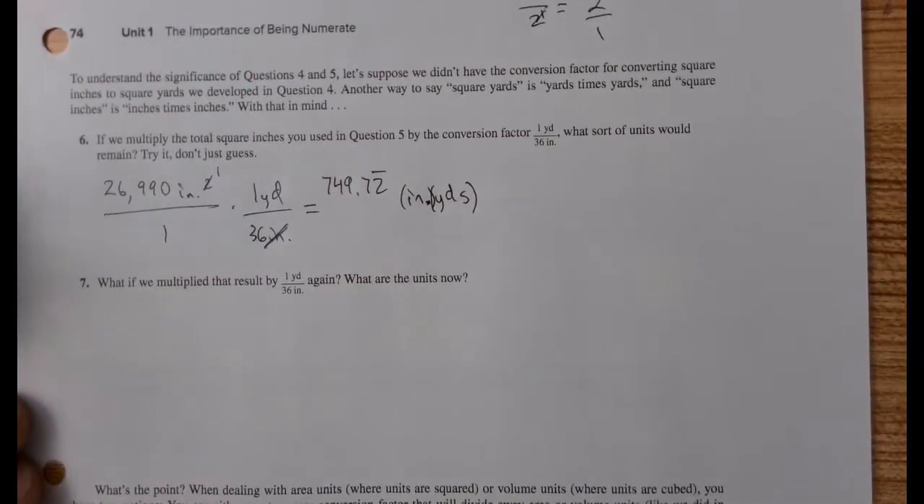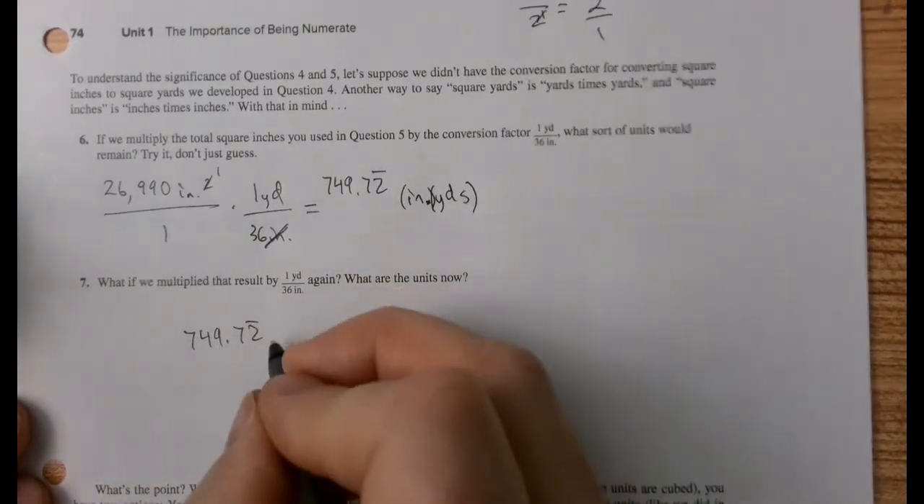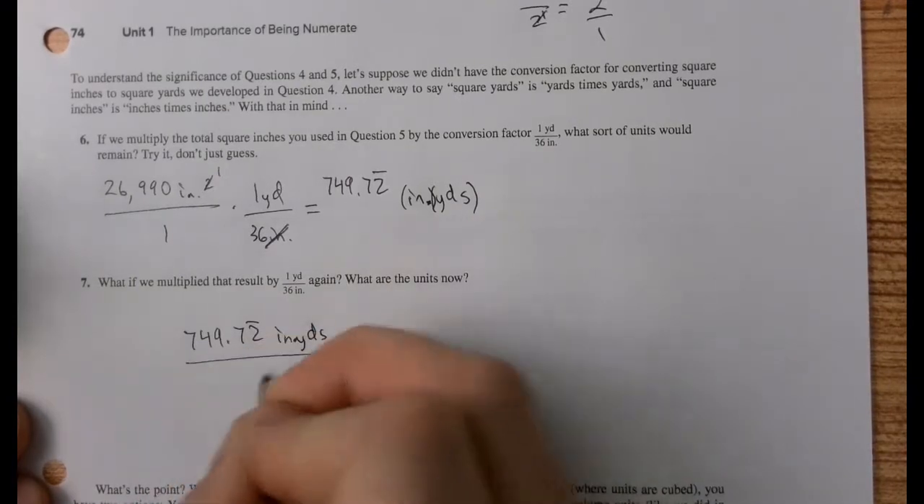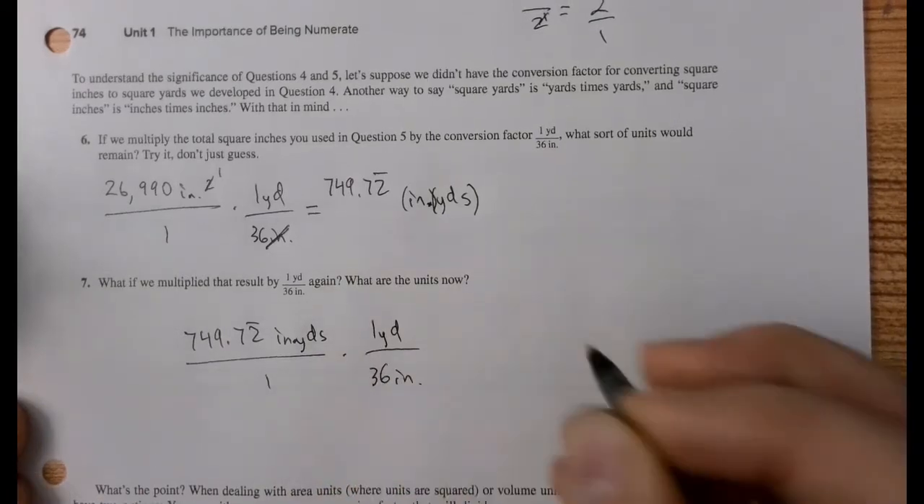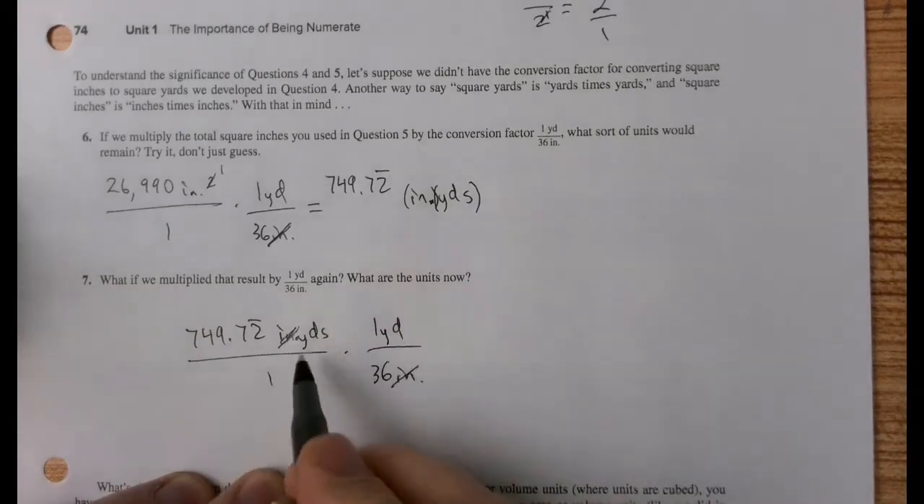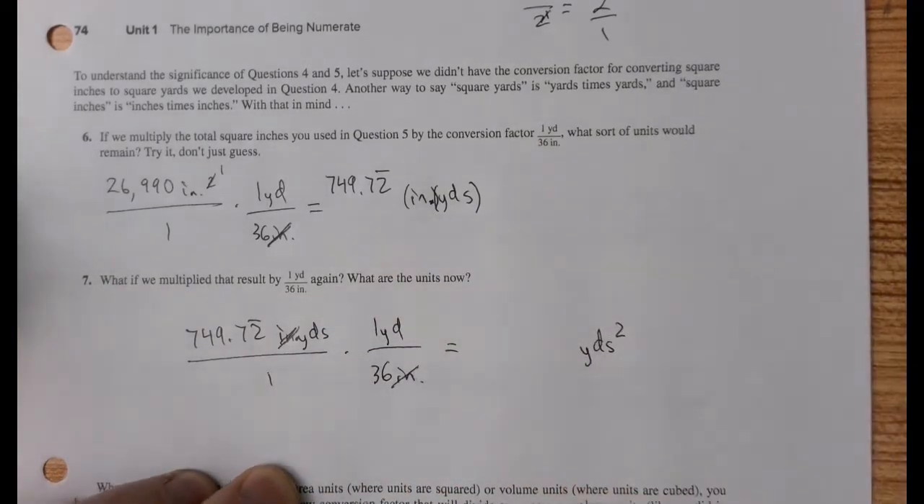So let's do it again. We're going to take this result, 749.72 repeating, inches times yards, and we're going to multiply by 1 yard over 36 inches. So again, we can cancel things. Notice these inches disappear. We have 2 sets of yards, so we're going to be left with yards squared, which is what we wanted, and we have to divide this number by 36.